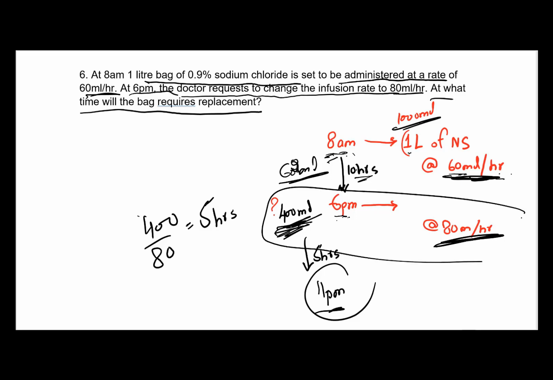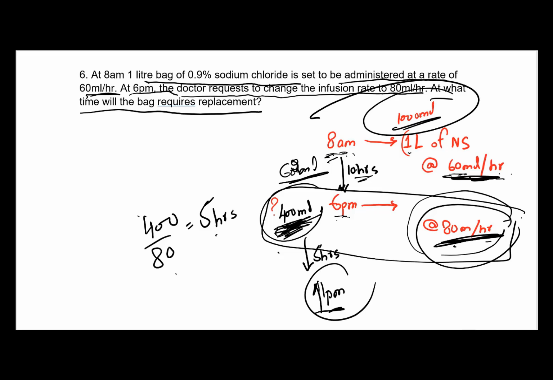Now, the infusion rate is changed. At this new infusion rate, how long will it take to get this infused? 400 mils. And the infusion rate is 80 mils per hour. Simply 400 divided by 80, that is 5 hours. So that means at this new infusion rate, 400 mils will take another 5 hours to get finished. So the whole infusion bag which we started with will finish at 11 p.m. at night. And that's the time we need the new infusion bag.